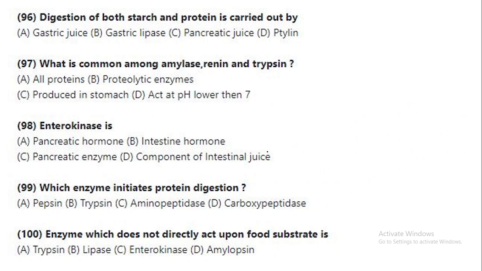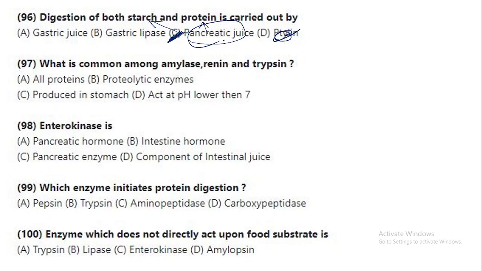Digestion of both starch and protein is carried out by which juice? Gastric juice only digests proteins, not carbohydrates. Gastric lipase digests only lipids, not proteins or carbohydrates. It is the pancreatic juice that contains pancreatic amylase, which digests starch, and trypsin and carboxypeptidase, which digest protein. Tylen digests only starch. So the right option here is pancreatic juice.